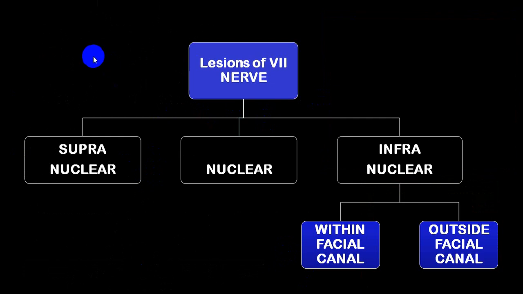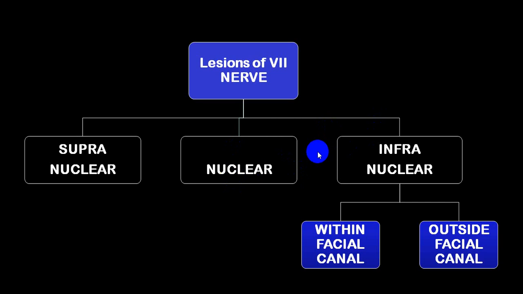So whenever you get damage to the cerebral cortex or pyramidal tract in the corona radiata or in the internal capsule up to the pons, that is where it ends in a nucleus. In the nucleus there are two divisions, upper part and lower part. The upper part is bilaterally innervated, while the lower half of the face is supplied by the lower part of the nucleus, which will be innervated by the opposite side pyramidal tract.